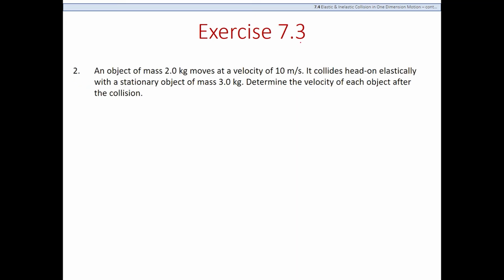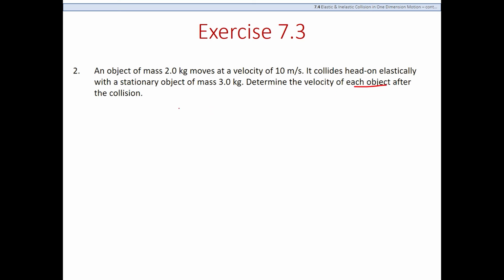Exercise 7.3, question number 2. An object of mass 2 kg moves at a velocity of 10 meters per second and collides head-on elastically with a stationary object of mass 3 kg. Determine the velocity of each after the collision.